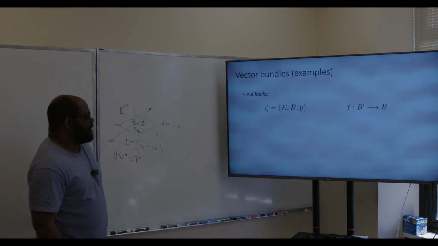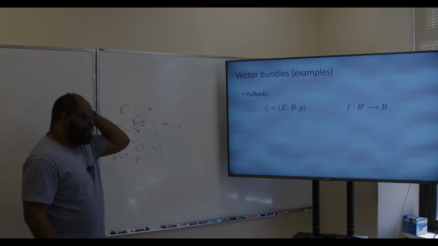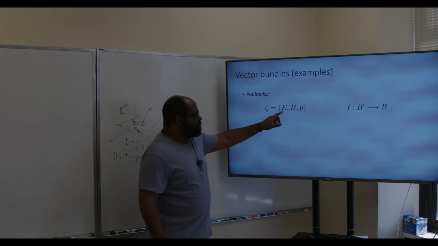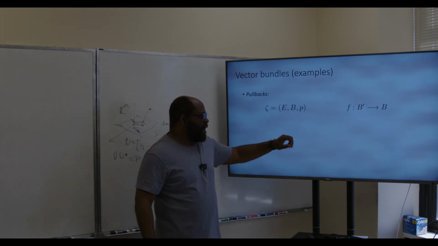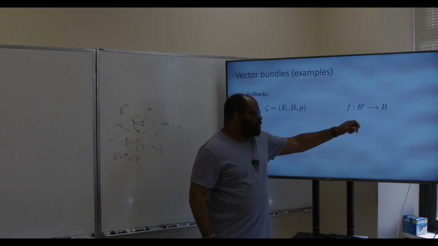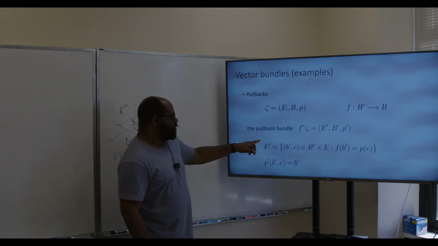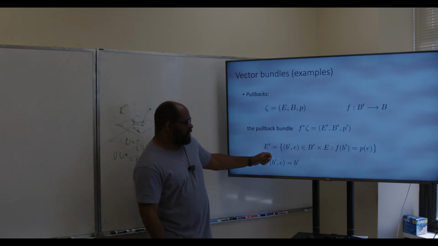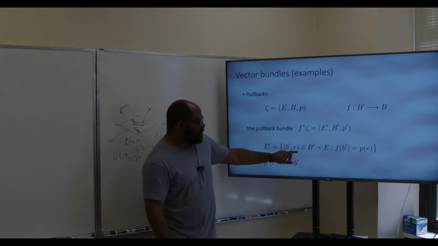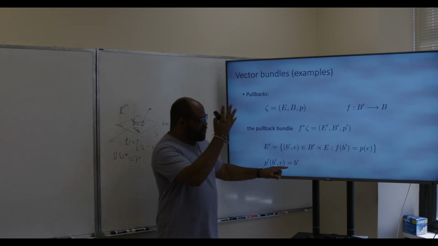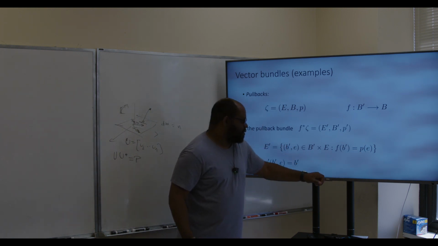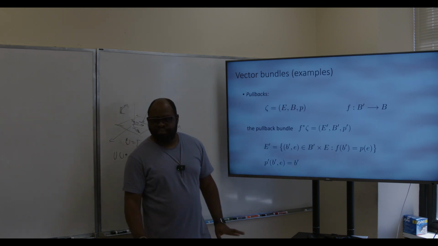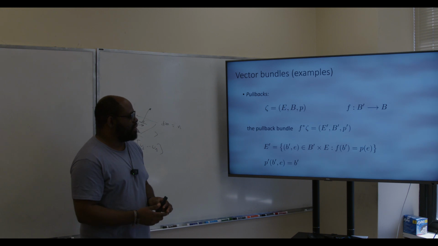And here is the last example, a construction rather. If you have a vector bundle over B and you have a continuous map from another space B prime to B, then you can pull back the bundle from B to B prime. The total space is the collection of points (b', e), where e is in the fiber over f(b'). So you're again pulling back the bundle.